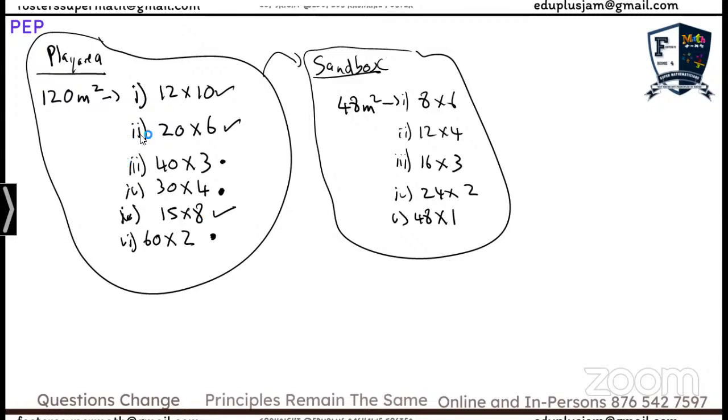So I'm going to use 20 and 6. That's what I'm going to use for my play area. And for my sandbox, I'm going to use 16 times 3. So those are my dimensions. Again, there is nothing that says you have to use this one or you have to use that one. Just make sure that anyone you choose can hold.